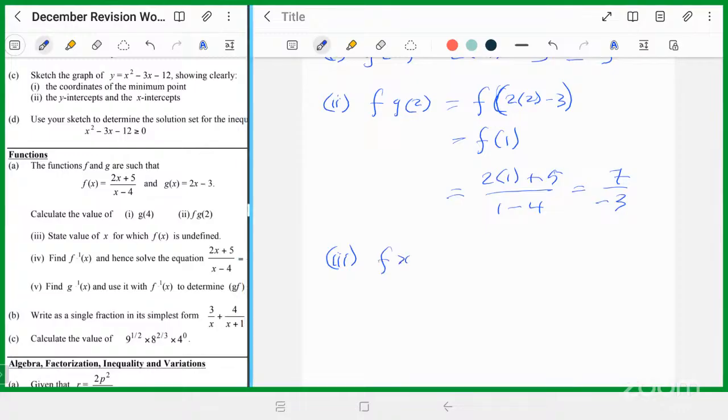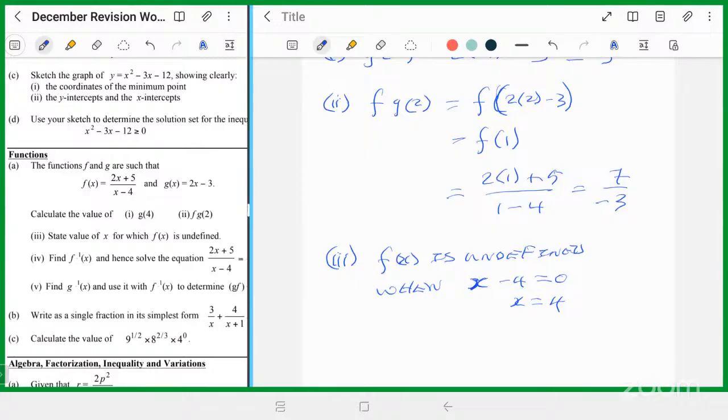So f of x is undefined when the denominator x minus 4 becomes equal to 0. You don't want the denominator to be 0. So it's undefined when x equals 4. So 4 cannot be in the domain of this function. Alright? 4 cannot be in the domain. Because if 4 is in the domain, it's not going to map to any value. And the 4 is going to be in there not mapping. And if 4 is in there not mapping, you don't have a function.